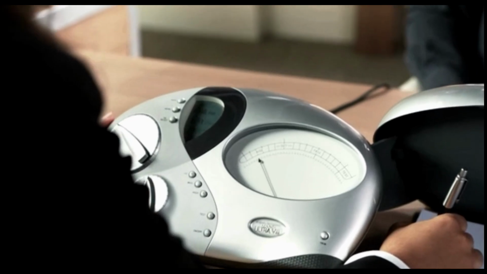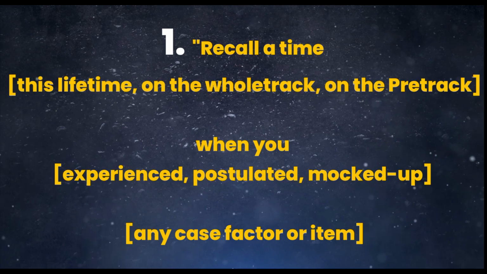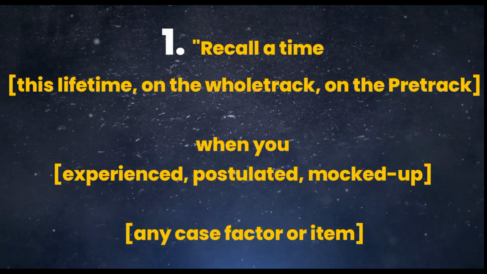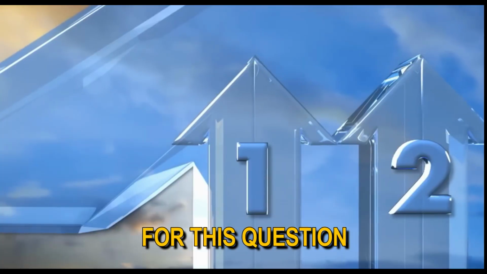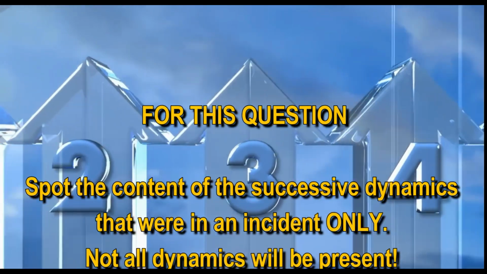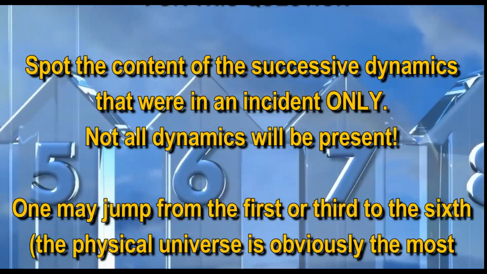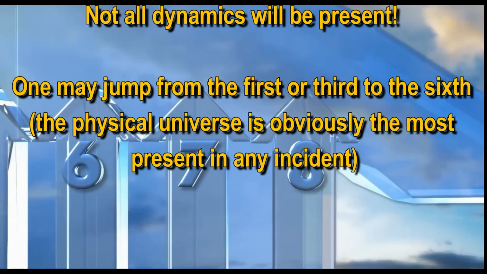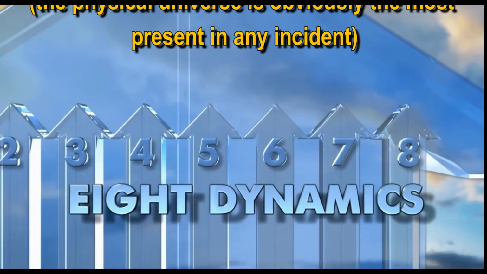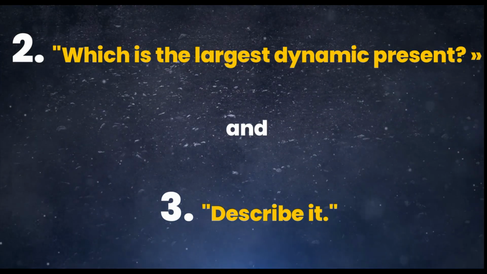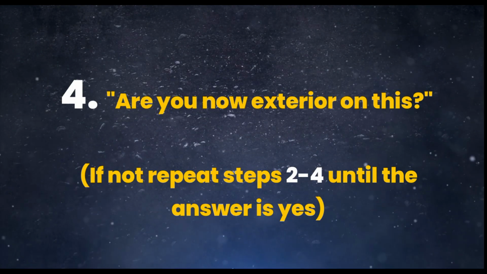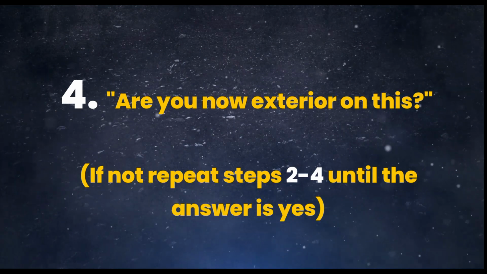This is how it is practiced. First you ask the question: Recall a time, this lifetime, on the whole track, on the pre-track, when you experienced, postulated, mocked up any case factor or item. Think of the content of the successive dynamics that were in an incident only. Not all dynamics will be present. One may jump from the first or third to the sixth. The physical universe is obviously the most present in any incident. Then ask, which is the largest dynamic present? And describe it. So then, are you now exterior on this? If not, repeat steps 2 to 4 until the answer is yes.